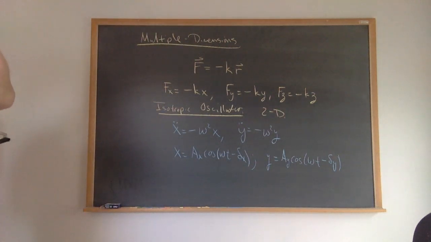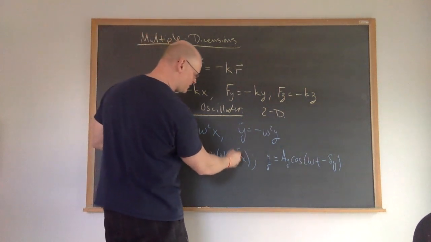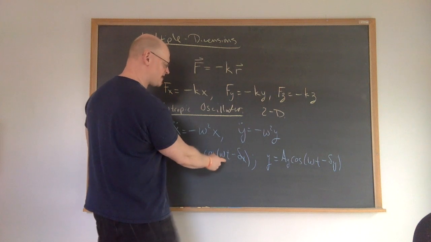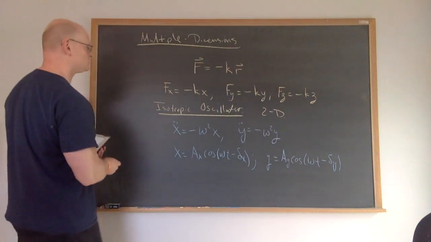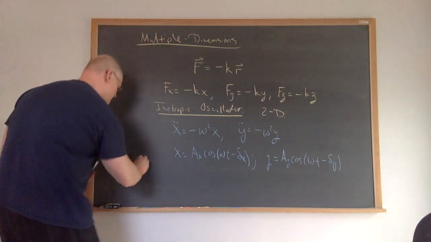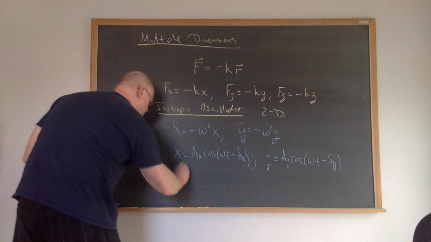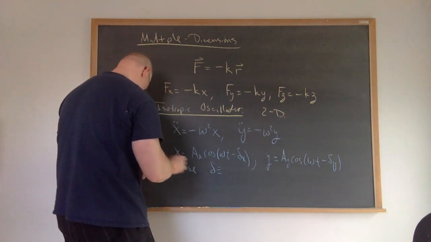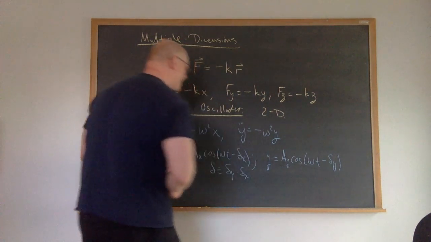Now from here, we can do a shift in time. For example, I can get rid of the phase factor here by shifting the time. But if I shift the time here, that's going to introduce the phase factor over here. So we can introduce what's known as the relative phase. Let's talk about the relative phase, where the relative phase, which I'm going to call delta, is equal to delta y minus delta x.